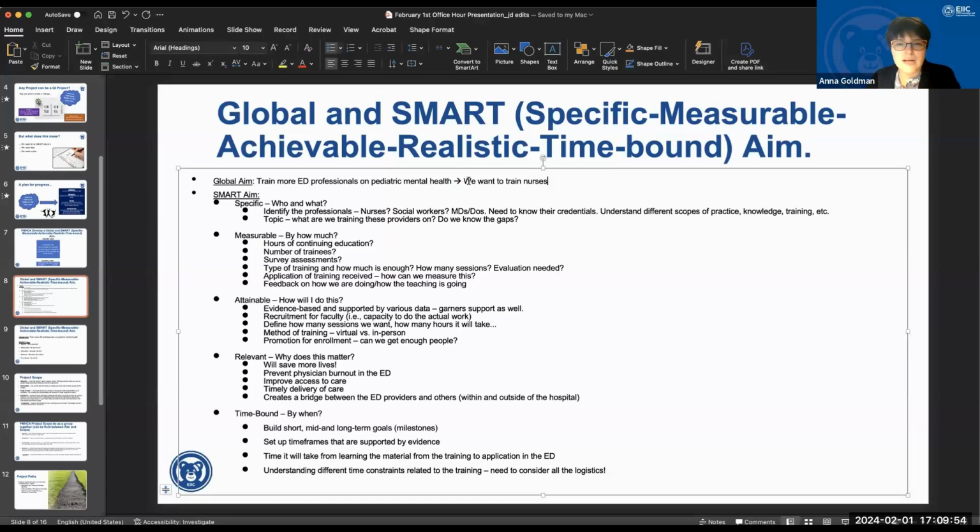What are we going to train them on? Topic. Yeah, Jack is going to say nurses. That's a good one, because nurses and social workers are often the ones who are screening the patients, the first ones in the ED to see the patient, actually.